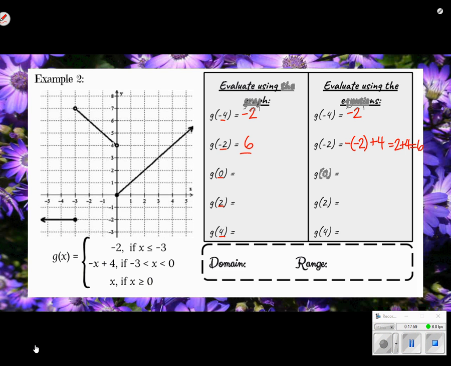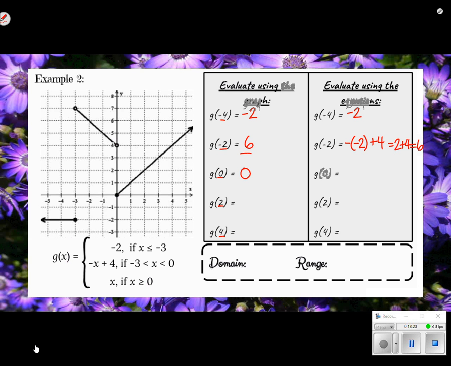Let's look at g of 0. 0 is here, but look, there's also a point here. So the question is, I've got an open circle up here, a closed circle down here. Which one do I choose? I have to make a decision. We always choose the closed circle. The closed circle has a y value of 0. Don't choose the open circle. Always choose the closed circle.